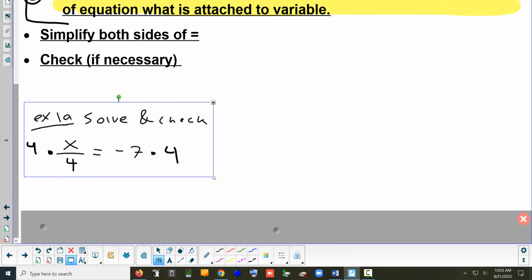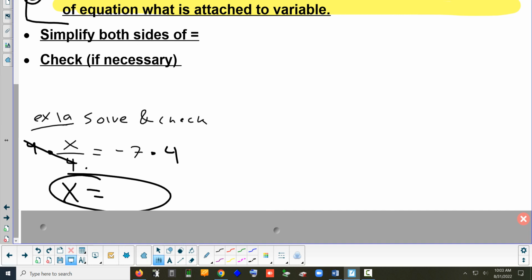Because imagine if I said to you, I'm going to give you 4 times the amount of money, and then I'm going to take that and divide it by 4. Well, you're right back where you started, because I gave you 4 times as much, but then I divided it by 4, so it reset back to the beginning. So these cancel out. On the left-hand side, Natalie, what's on the left now? Just x equals, and on the right-hand side, we need to simplify -7 times 4.